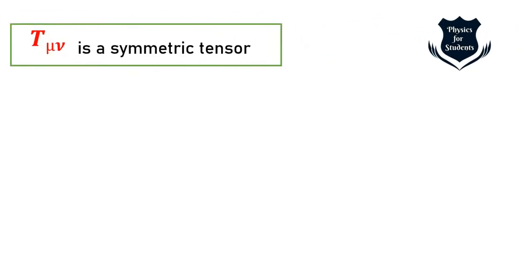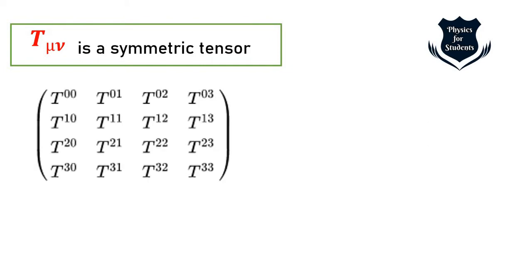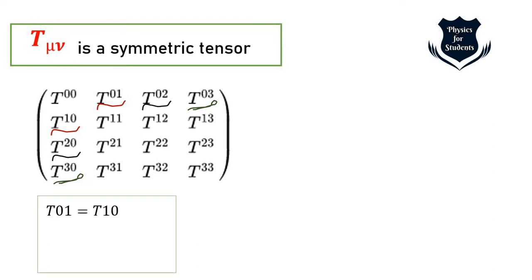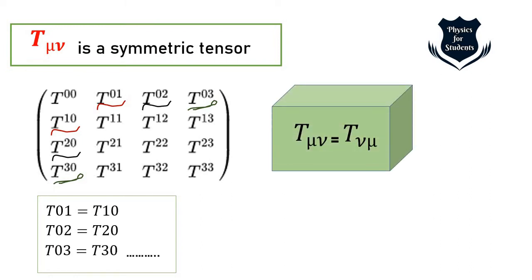The T mu nu is also a symmetric tensor, which we call the stress energy momentum tensor. So this is the entire 16 components of the stress energy momentum tensor. Again 01 and 10 we can deduct, 02 and 20, as well as 03 and 30. In this way, if we continue, which I have shown at the bottom of the screen, 0110, 0220, 0330, then it becomes a symmetric tensor. So T mu nu also becomes equal to T nu mu.